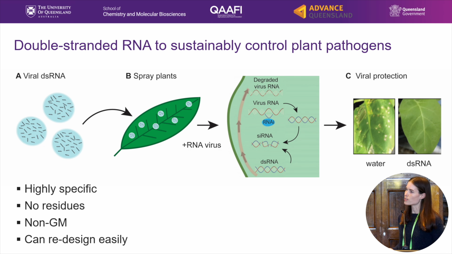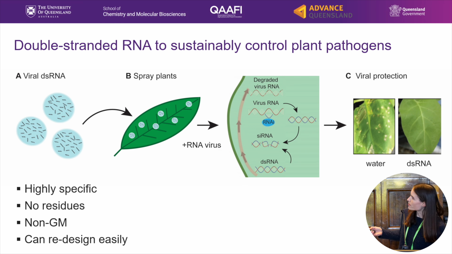Basically, we synthesize double-stranded RNA that's exactly homologous to an essential gene in the pathogen that we're targeting. In this case, it's a virus. We spray it onto plants, and for the virus ones, it gets taken up by the plants and triggers a natural defense mechanism known as RNA interference, which is naturally present, protecting plants from viruses. But it's also present in other eukaryotes, such as fungi, to protect against viruses, and also transposons and other sorts of things in the genome.